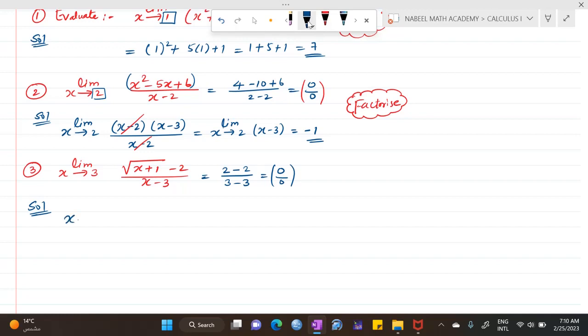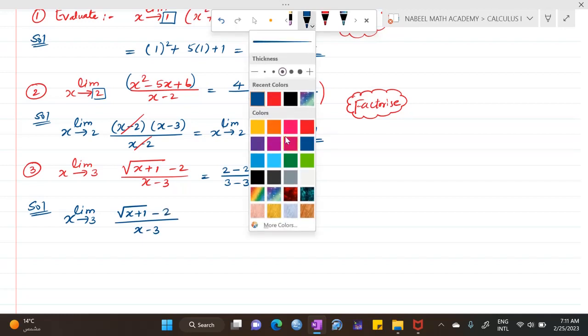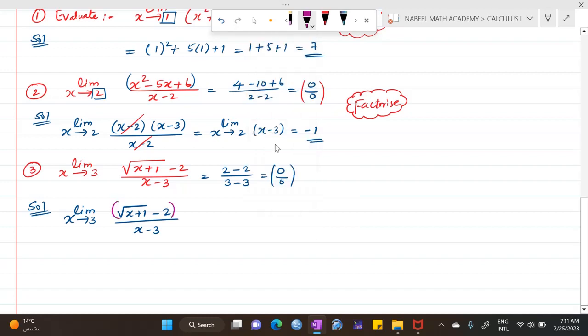So you have the limit as x approaches 3 of square root of x plus 1 minus 2 over x minus 3. Now I can multiply by the conjugate of this term. What is the conjugate of this term? The root term: square root of x plus 1 plus 2 over square root of x plus 1 plus 2. To balance the equation, we have to multiply and divide by the conjugate.